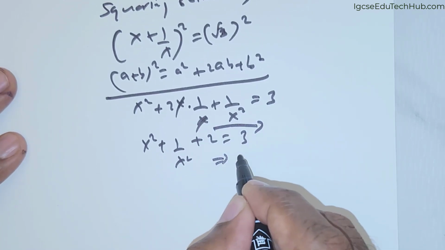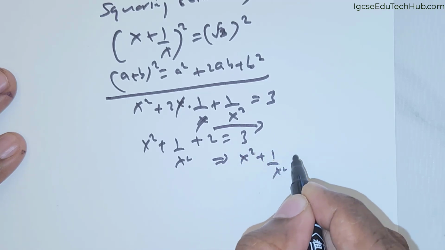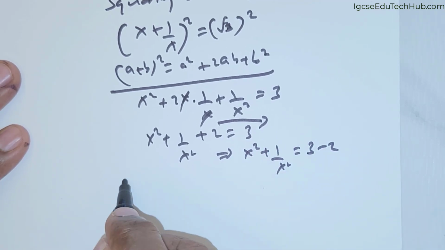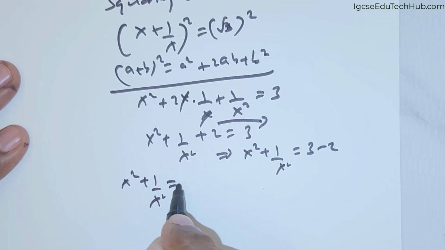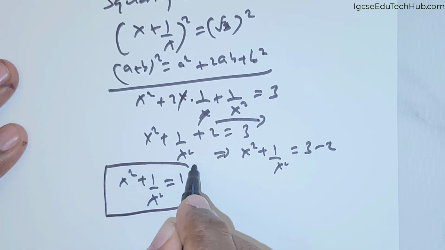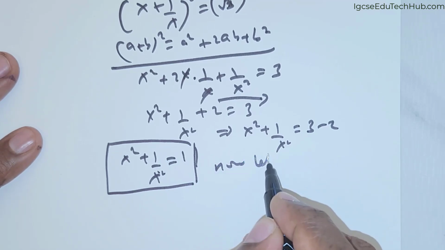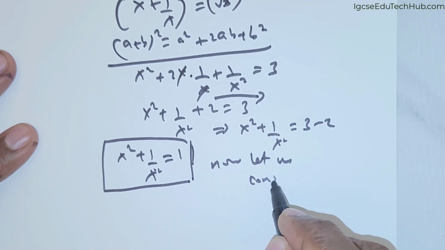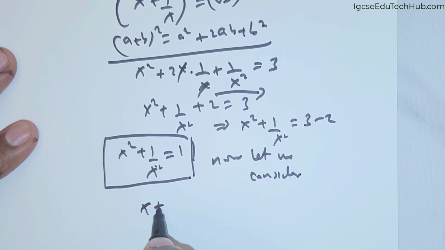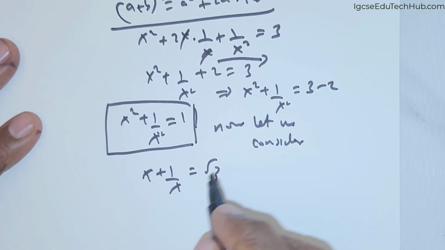Move this 2 to the other side, so you get x^2 + 1/x^2 is equal to 3 - 2, which means x^2 + 1/x^2 is equal to 1. So that is the value that we have got. Now let us consider x + 1/x is equal to root of 3 again.